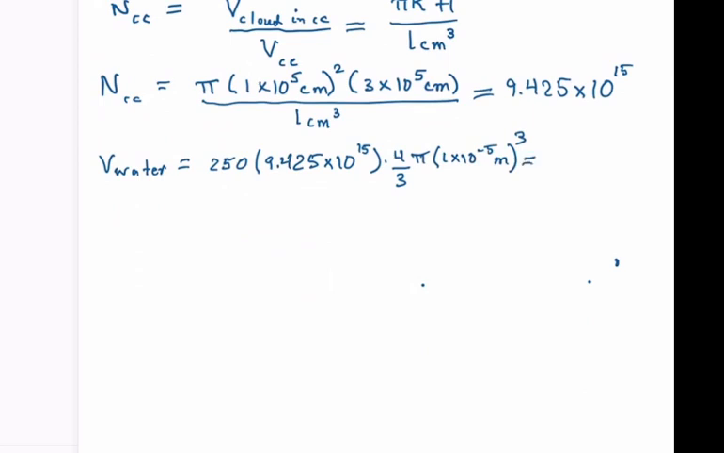I will write down what I get. I get 9.87 times 10 to the 3 meters cubed. Okay? 9,870 cubic meters of water. And we have answered part A.